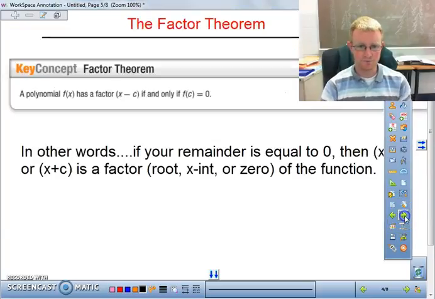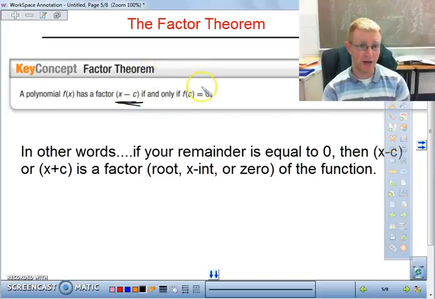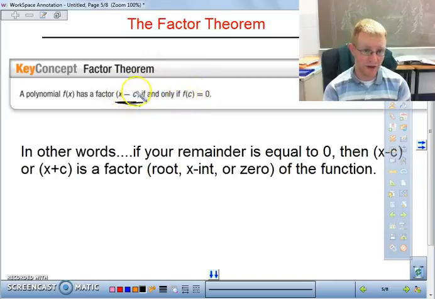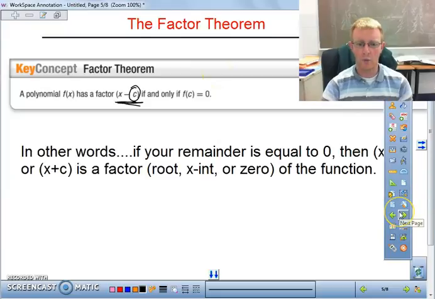The next thing, this is the factor theorem. So basically what we're talking about here is that if we know that we have a factor, then as soon as we have a factor, that means we know what one of our zeros is. Okay, so whatever our c value is will always be our 0. So if it's x minus 5, then 5 is a 0. If it's x plus 2, then negative 2 is a 0. We've talked about this over and over and over again. Okay, so we want to be able to apply this now.